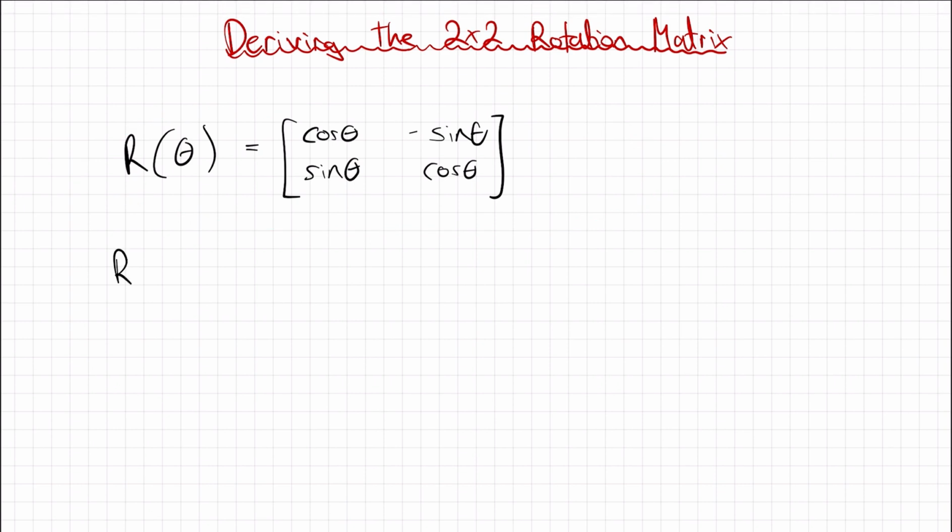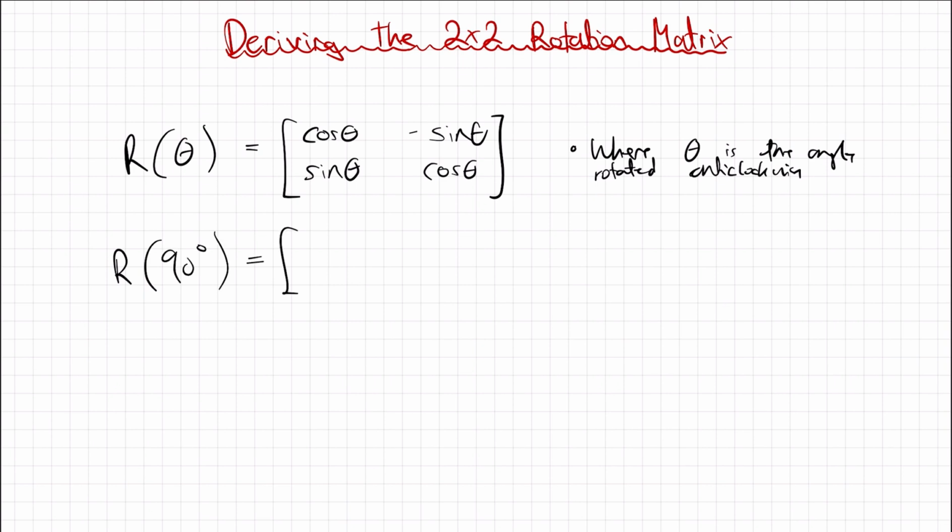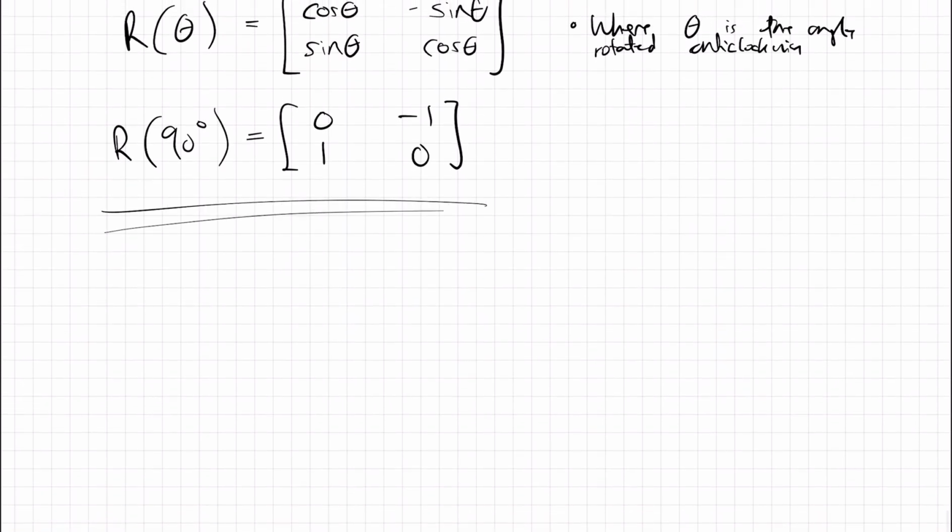So for example, before I derive it, let's just show you guys an example. Theta is the angle rotated anti-clockwise. So let's just take R when it's 90 degrees. Well, that's going to be cos of 90, which is 0, sine of 90, 1, minus sine of 90, minus 1, and cos of 90, which is 0. So here's our 90-degree rotation matrix. And let's see what this actually does.